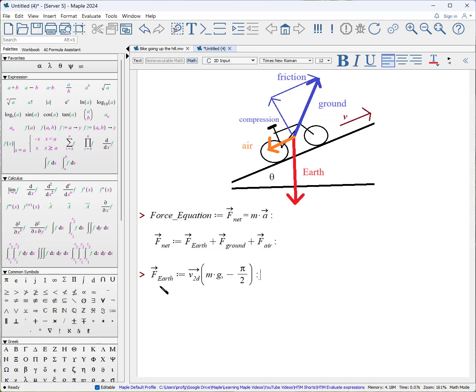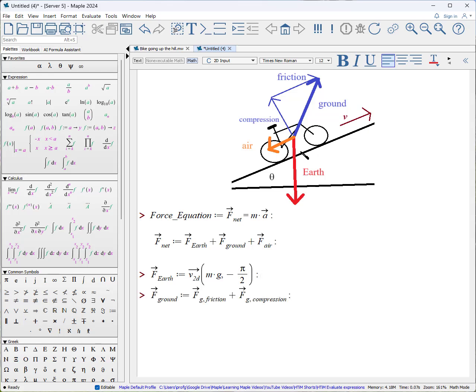What is the force of the earth? This is a vector in 2 dimensions. It has a magnitude of m times g, and the direction relative to the horizontal axis is minus pi over 2 radians.